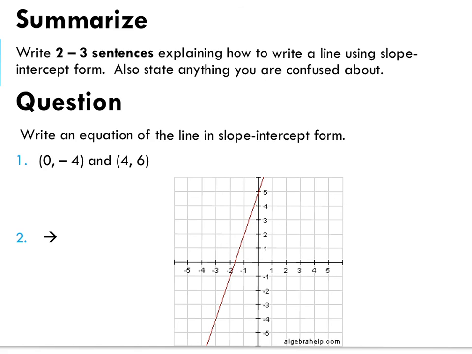In your summary, be sure you are explaining what you learned about writing a line using slope-intercept form. And then in your question, you have 2 questions. The first one, you're given 2 points. So look back at those last couple examples that we did. And then you have to look at this graph here and also write the equation of the line in slope-intercept form.